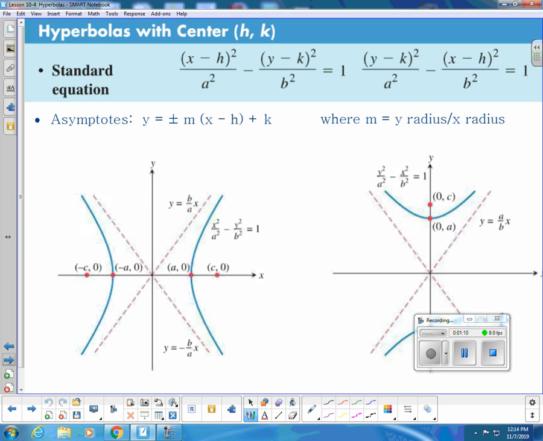You have asymptotes that are guiding the width of this hyperbola. And so that's the asymptote equation. y equals plus or minus m, the slope, times x minus h, plus k. So the h of the center is opposite, but the k is just sitting there. The slope, I call it the y radius over the x radius, or the vertical move over the horizontal move. So we'll talk about that when we get to an example, and you'll see what I mean by that.